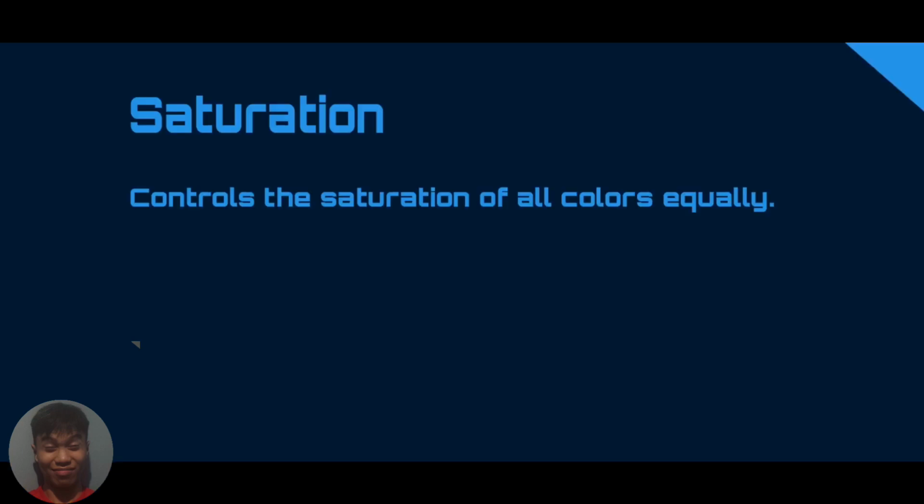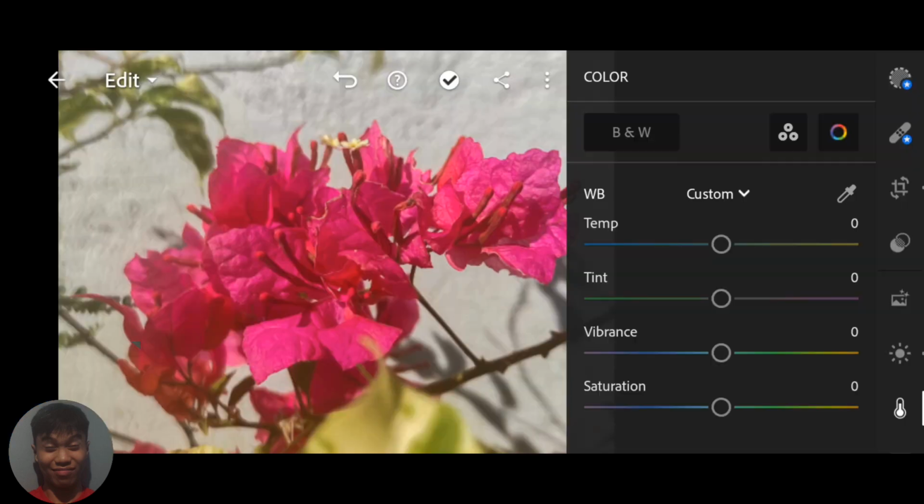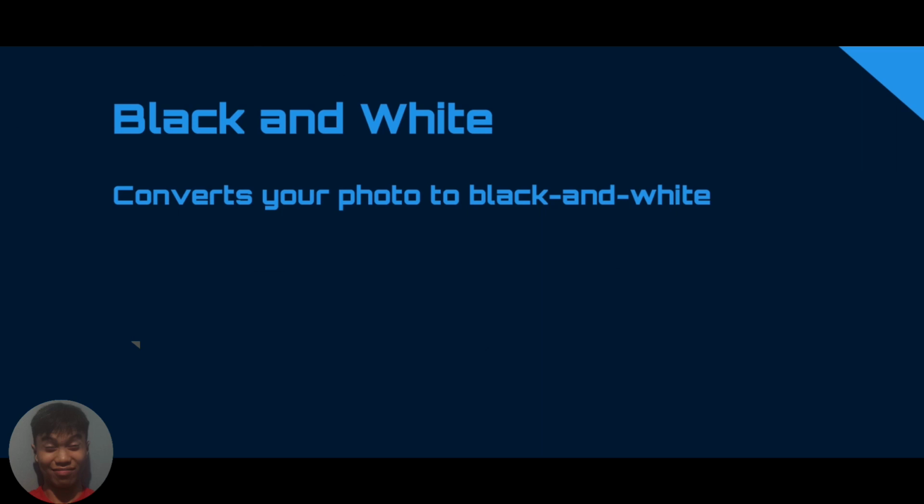Saturation controls the saturation of all colors equally. Here is an example. Black and white converts the photo to black and white. Here, as an example.